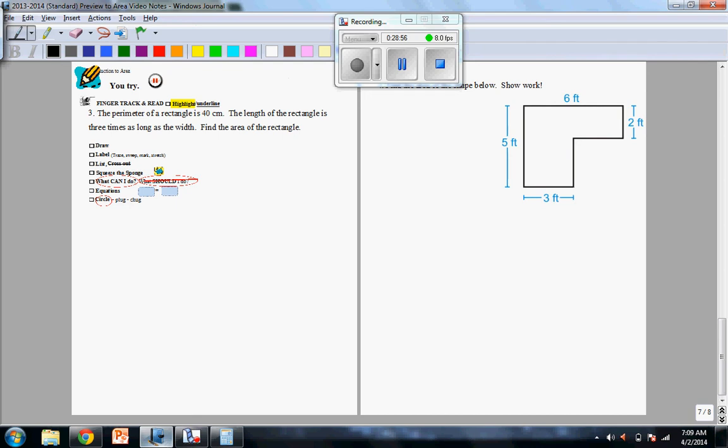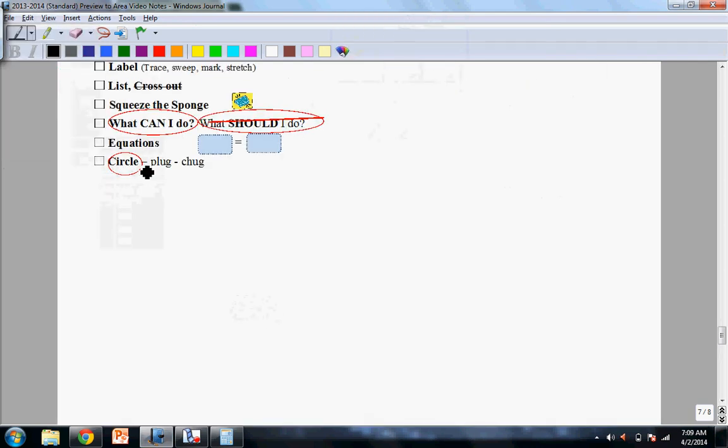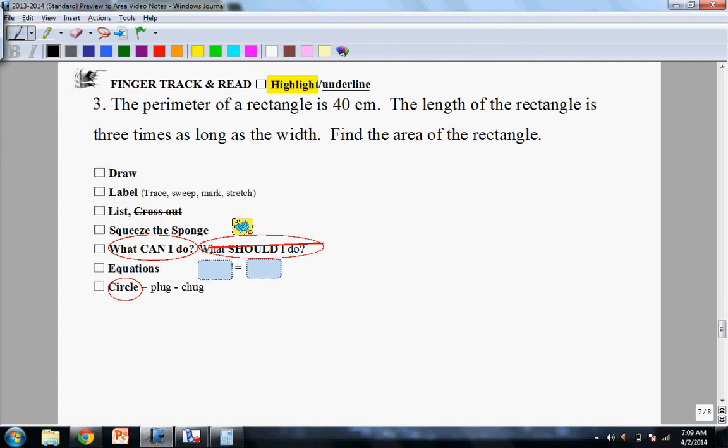Okay, let's see how you did here. Taking a look at this first one, on the left, it says the perimeter of a rectangle is 40 feet, or 40 centimeters, excuse me. That's perimeter. The length of the rectangle is 3 times longer than its width. Find the area. So let's do draw, label, list, cross out.